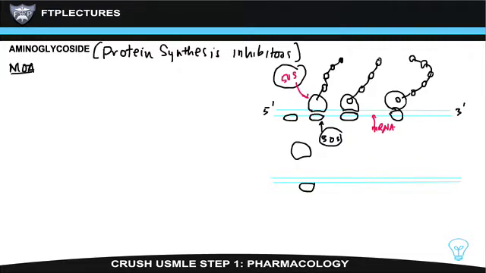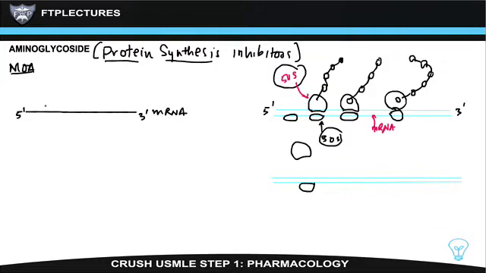We already said they are protein synthesis inhibitors. So let's go to the right side of the board and talk about protein synthesis. How does protein synthesis actually occur in bacteria? Well, normally you have a line here. We're going to have the messenger RNA, and the messenger RNA has a 5' end and a 3' end.